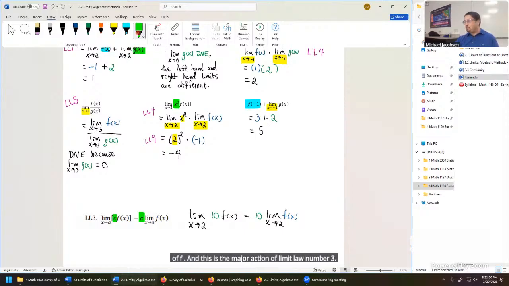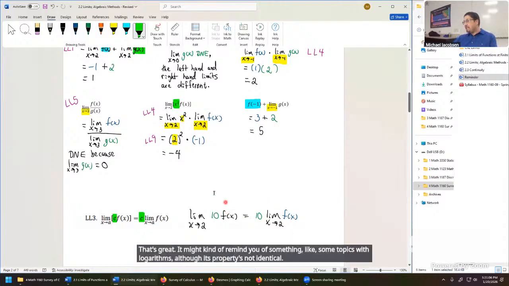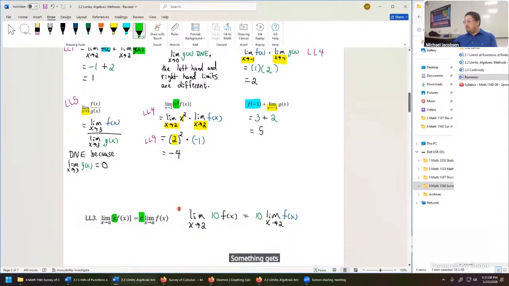And this is the major action of limit law number 3. That's great. It might kind of remind you of something like some topics with logarithms, although its property is not identical. Something gets moved on the outside of the limit operator, but only if this is strictly a constant. If it was 10 times x, 10 could move, but that x would stay right in position. Does that make sense with that issue there with limit law 3 so far?